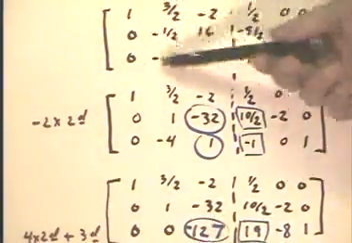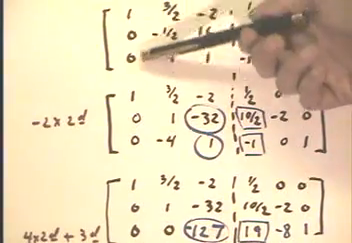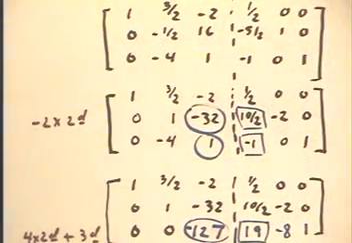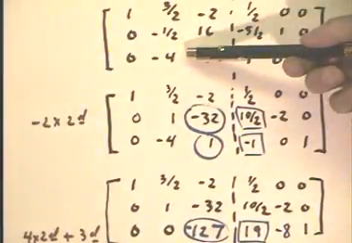Now here's where we are after getting the zeros in the first column. We want to leave those. We don't want to mess with those. But we want to get a 0 here. Now how are we going to do that?